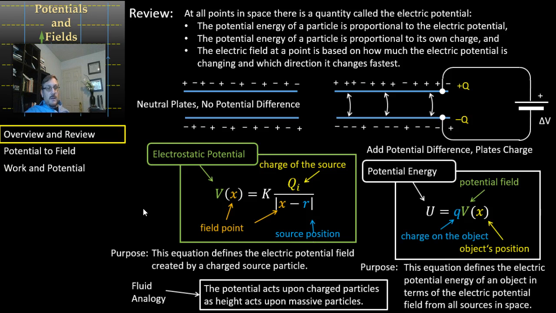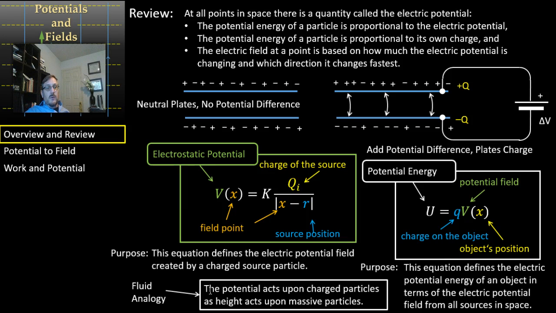We have this equation for the electrostatic potential for a point charge, just like we had the same equation for the electric field from a point charge. If we have lots of charges, we just add up all of the potentials from each of the sources, and that's going to give us the potential at a particular point. But we have to include all the contributions from everything.